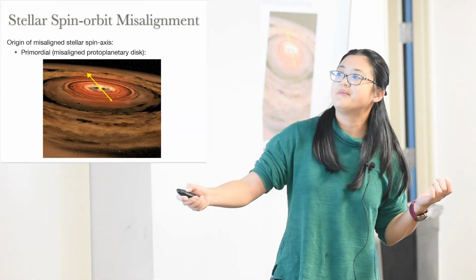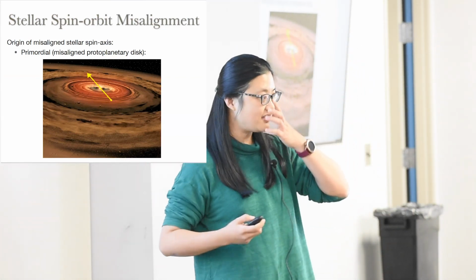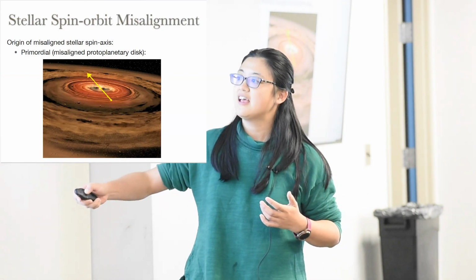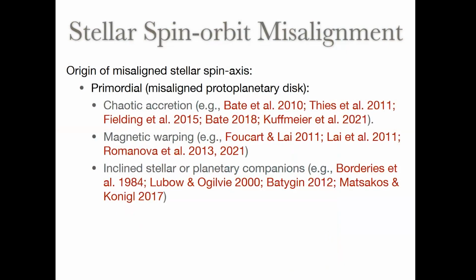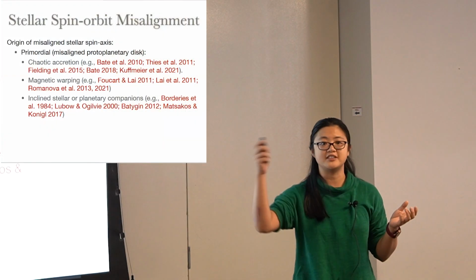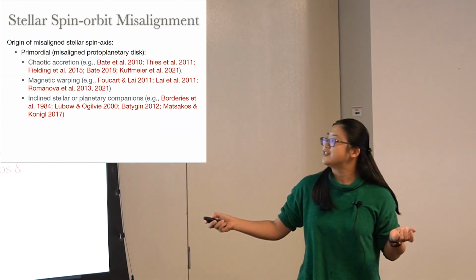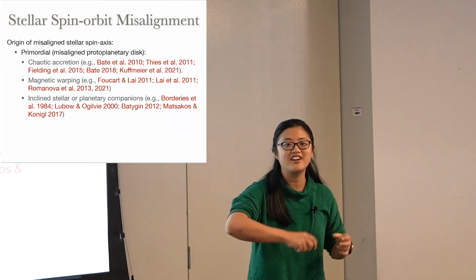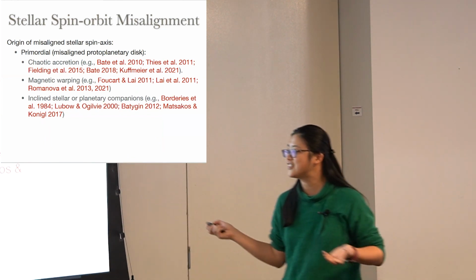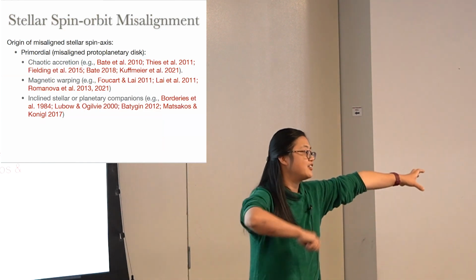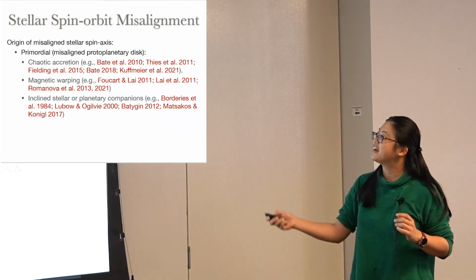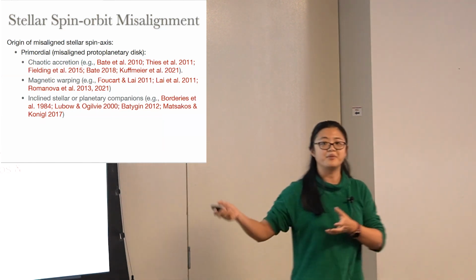One is the primordial misalignment, when the system is forming in the protoplanetary disk. There's already a misalignment between the stellar spin axis and the protoplanetary disk. This can be due to chaotic accretion of the protoplanetary disk gas onto the host star. The host star is accreting from gas in the protoplanetary disk, and this can have chaotic episodic accretion coming from different directions, which can help tilt the stellar spin axis. This can also be produced through the magnetic interactions of the host star with the protoplanetary disk, which can tilt the spin axis of the host star. And it can also be due to dynamical interactions if the planetary system has a nearby stellar companion, which can tilt the orientation of the disk. So this is in the category of primordial spin orbit misalignment.